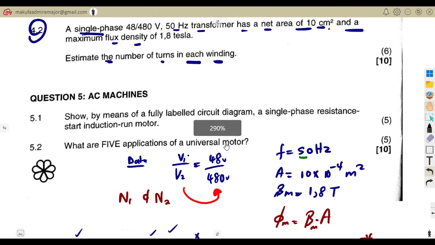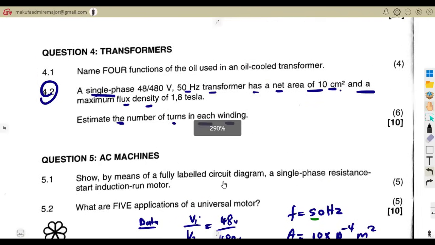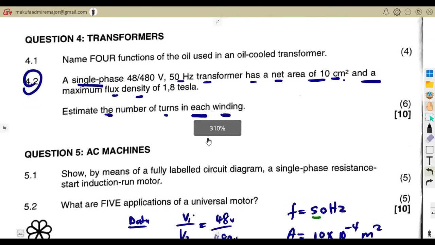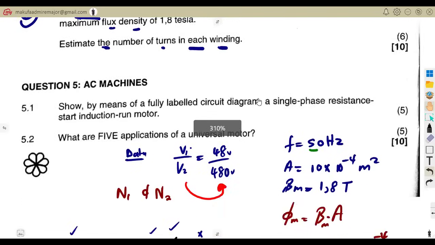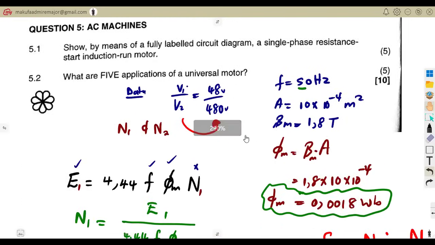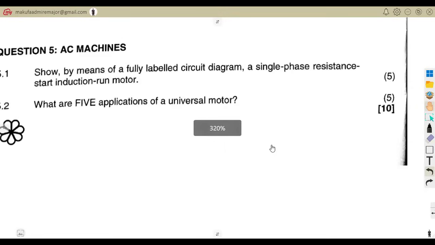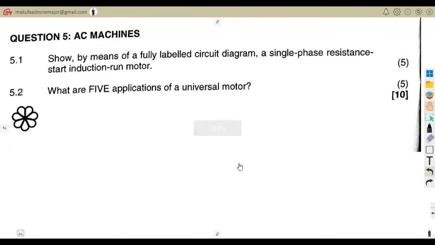So that was a part of our transformers there with 10 marks, everything 10 marks as you consider the first part and the second part. So you just have to know all these, go through your formulas. Then let's check the other part of our question, which is question number 5. Show by means of what?